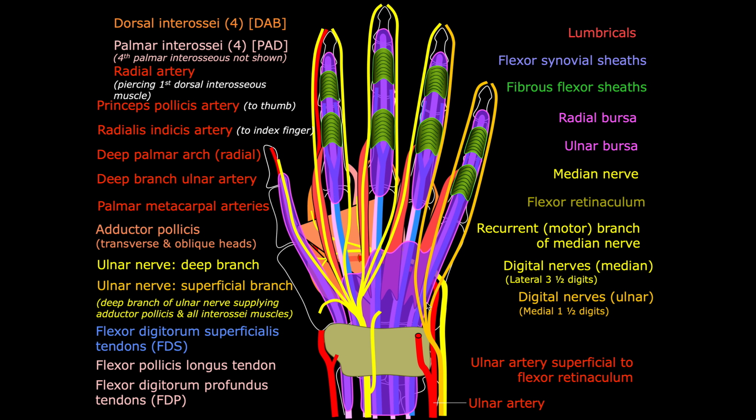Now, another very important branch of the median nerve which tells us a lot of the findings. This is going to the skin of the palm. We call it the palmar cutaneous branch coming from my median nerve. That's very important.